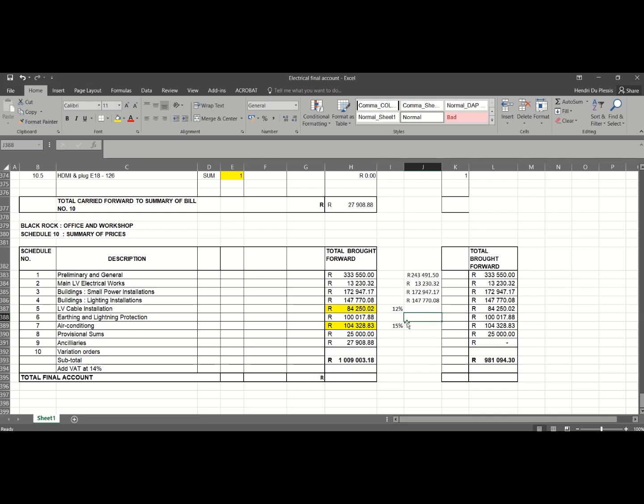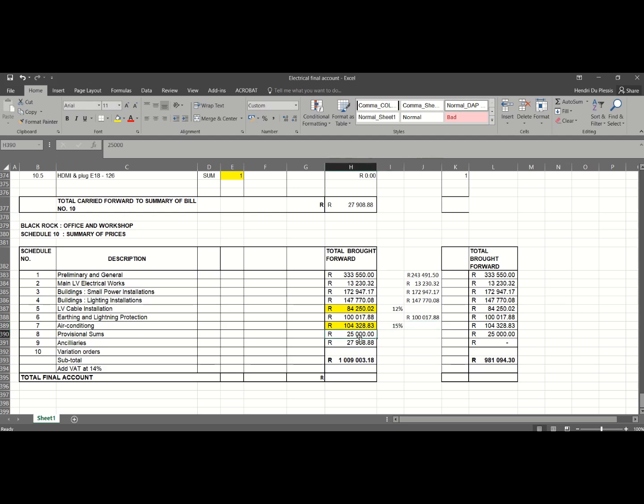Earthing and lighting protection. Okay, so here you just have to go through the BOQ to make sure what is actually applicable of your historical building on your new building. So what you would do is just subtract the items that are not applicable. In our case, let's say in our new building we do have lighting protection, so we've included that.